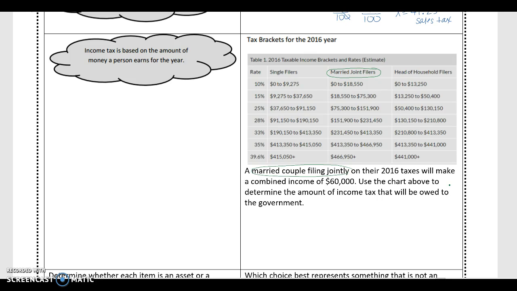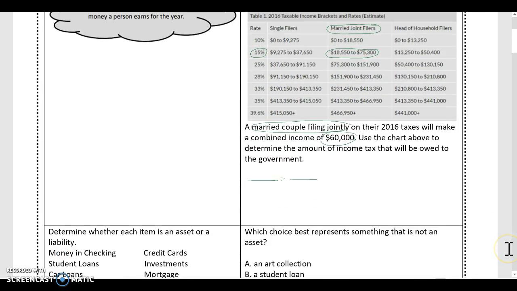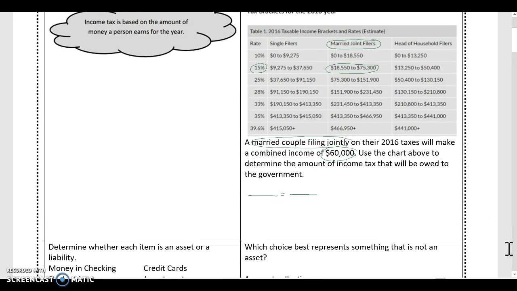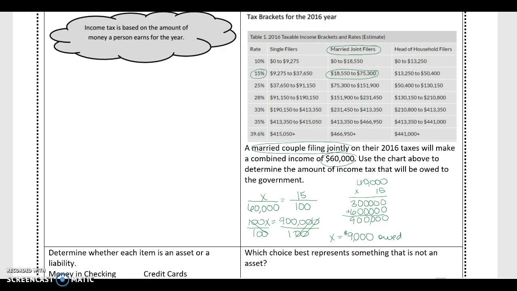So here we have single, here we have married, joint. Okay, now we're looking at combined income of $60,000. So we're going to look at the range. So $60,000 is between $18,000 and $75,300. So that means their tax rate is 15%. So yet again, we're going to use a percent proportion to find 15%, right? 15 over 100, percent over 100 of their total income. So once our proportion's set up, go ahead and do your cross product and solve. Okay, so once I did my cross product and I divided, I got that they owe $9,000.